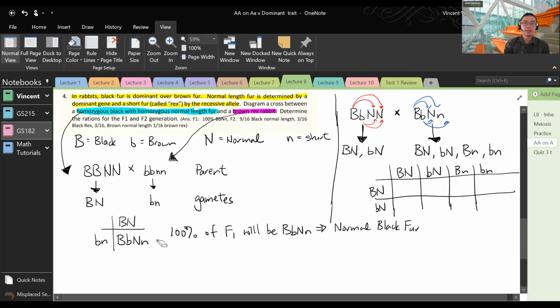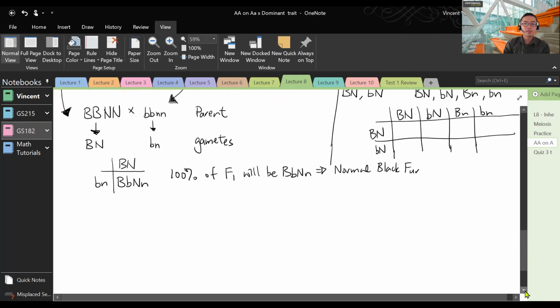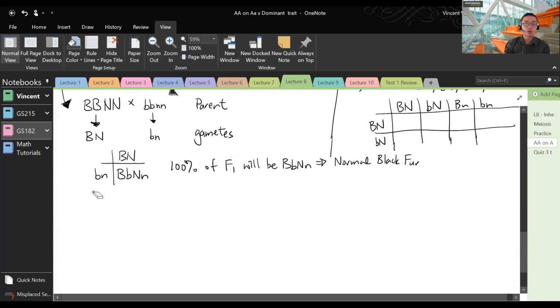Okay, so that's done. That's F1. The question also says determine the ratio for F2 generation. So what does that mean? It means we're going to take two of the rabbits from the F1 generation and cross them. So we're going to take a big B, big N, small n, and cross it with another one from the same generation.